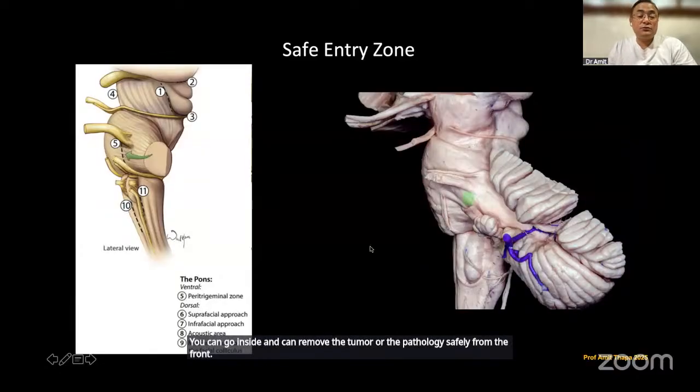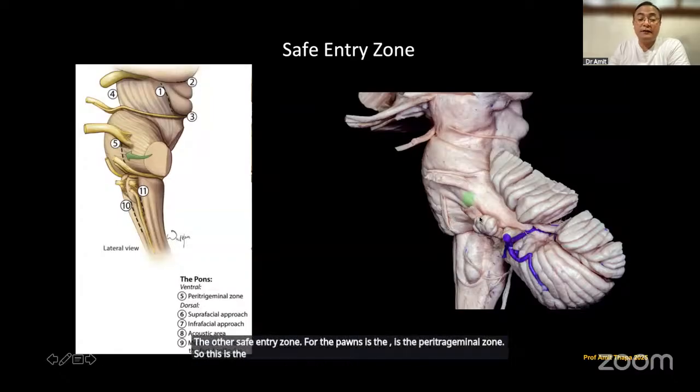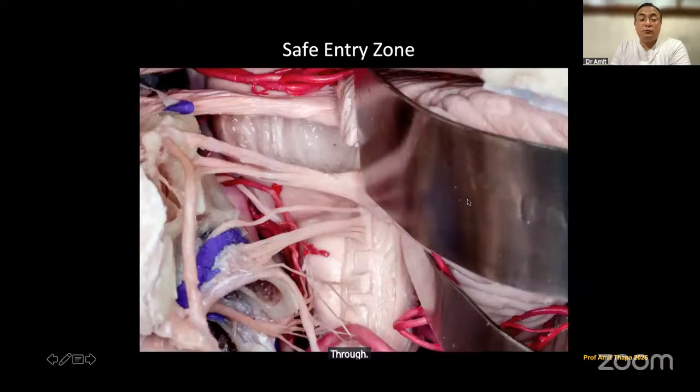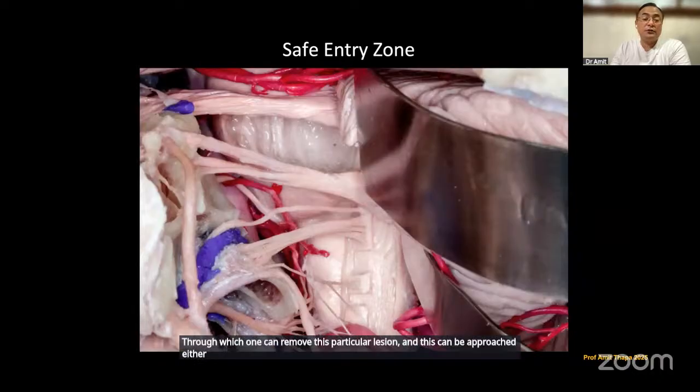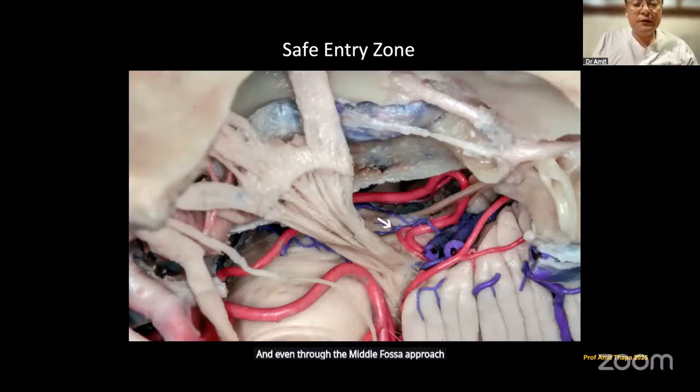The other safe entry zone for the pons is the peritrigeminal zone. So this is the fifth nerve, and this is the seventh nerve. So between the fifth and the seventh nerve is the peritrigeminal zone ventrally, through which one can remove this particular lesion, and this can be approached either through a retrolabyrinthine approach or a retrosigmoid approach. And even through the middle fossa approach, one can do an anterior petrosectomy and reach up to this area.